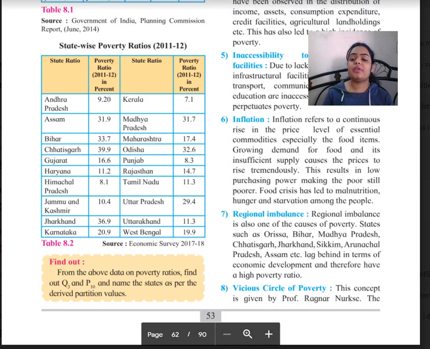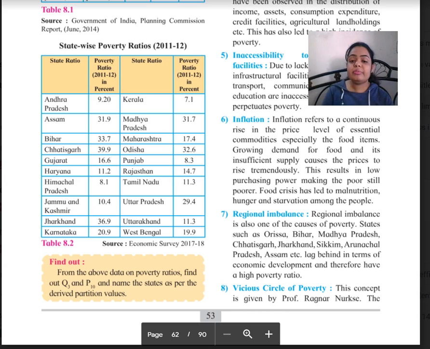Inflation. Inflation refers to a continuous rise in the price level of essential commodities, especially food items. Growing demand for food and its insufficient supply causes the prices to rise tremendously. This results in low purchasing power, making the poor still poorer. Food crisis has led to malnutrition, hunger, and starvation among the people.